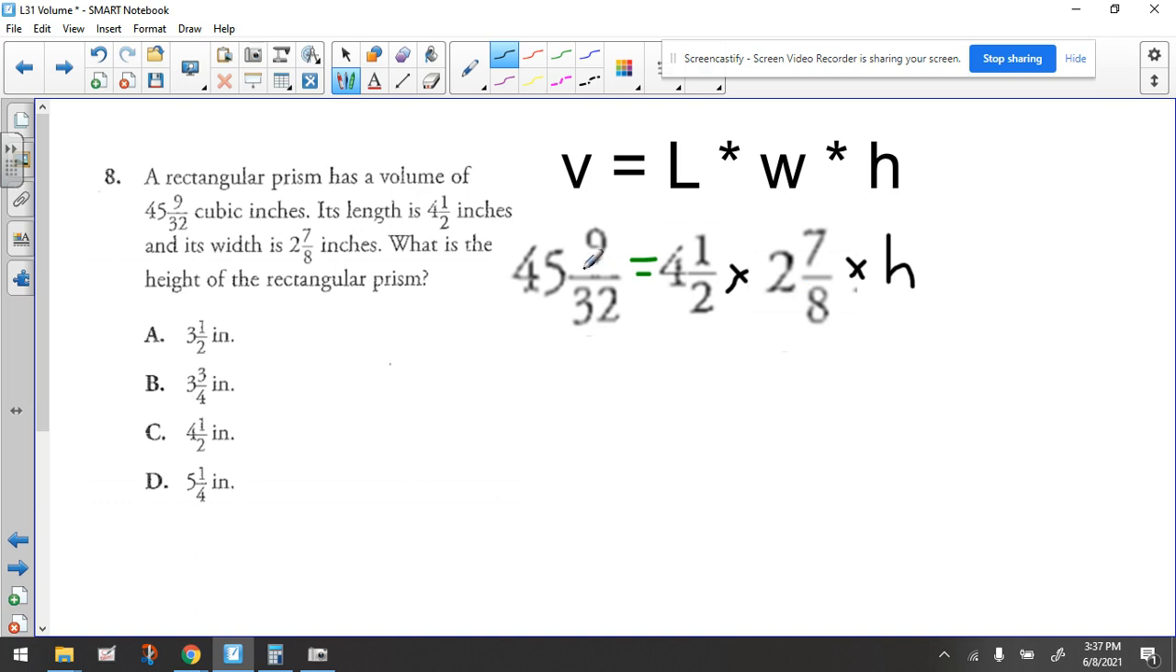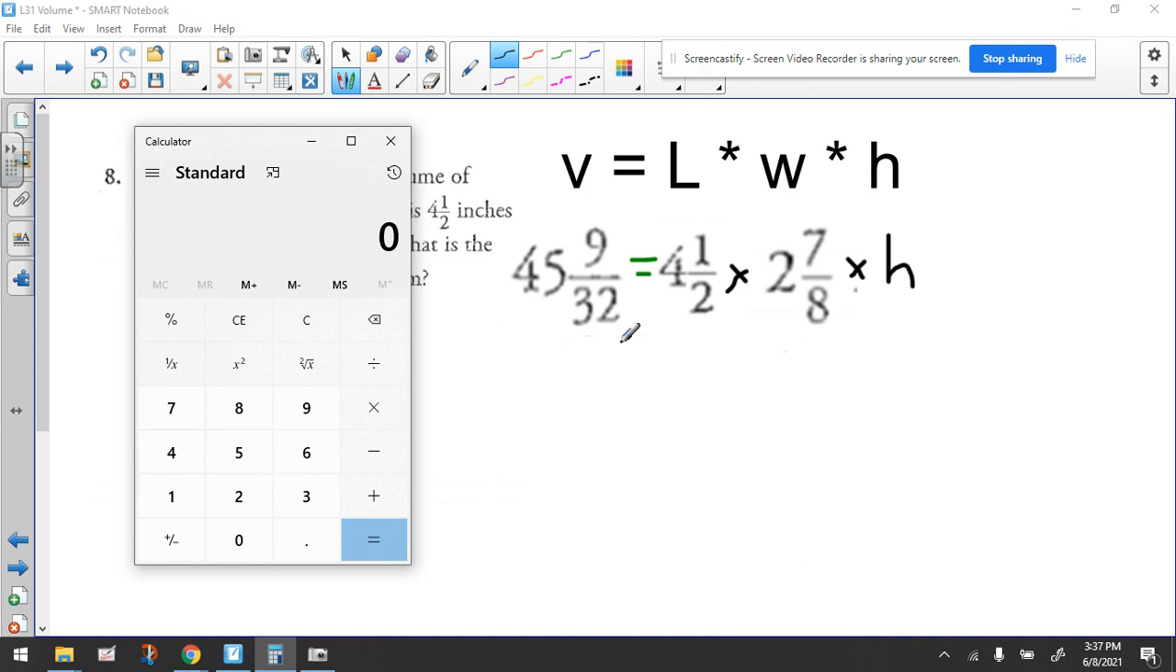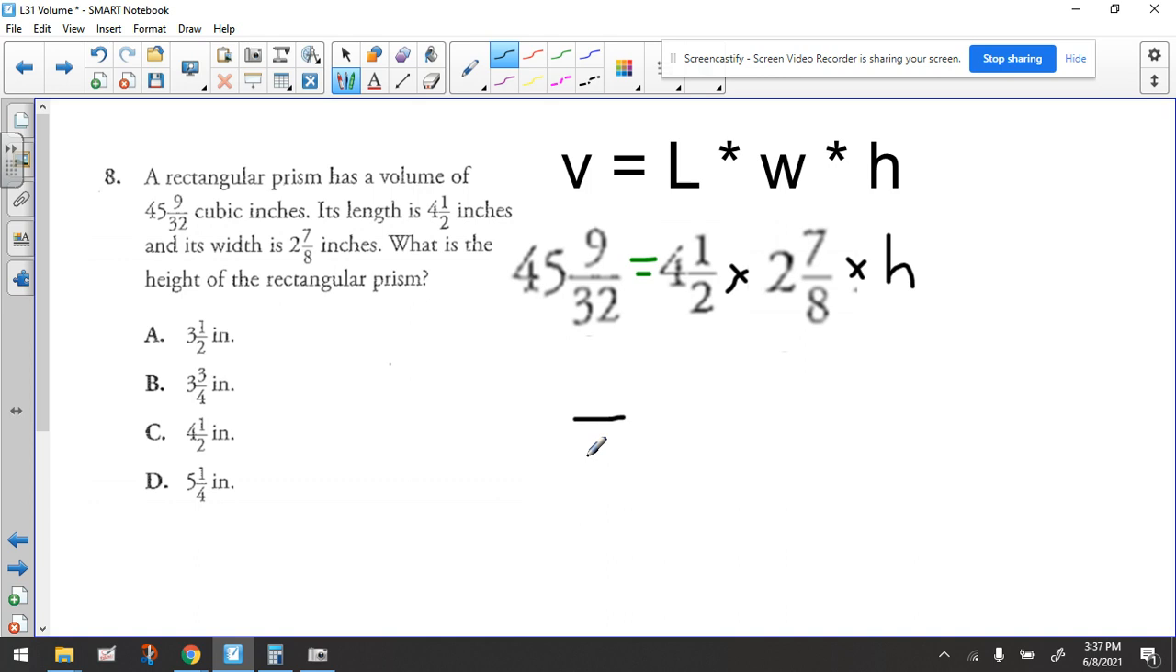So let's start with this number. Now, if you have a calculator, that certainly makes it a lot easier. We're going to be multiplying the 32 times 45 first, and then we're going to add in the number 9. But I like to just go ahead and put in my denominators, just so I don't make a mistake. So we're dealing with something 32nds on that one. We're dealing with something halves here. We're dealing with something eighths here. And then, of course, we have the H.